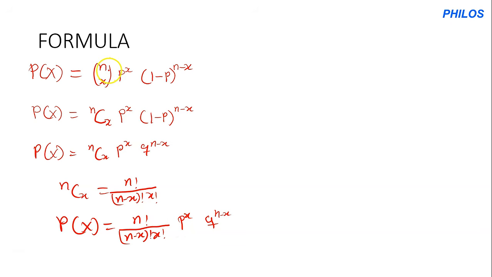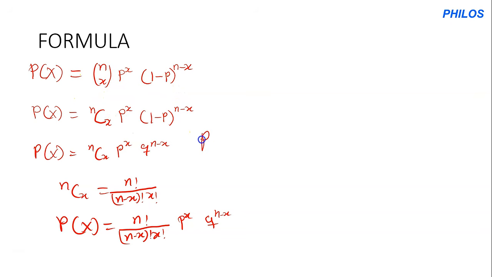Now, n stands for the number of trials. P stands for the probability of success in a single trial. And then 1 minus P, which is the same as Q, represents the probability of failure in a single trial. And then X is the number of successes. So this is the formula we use in binomial distribution.